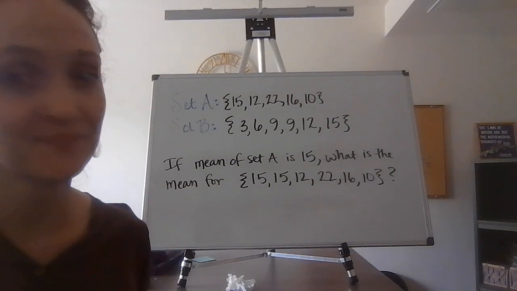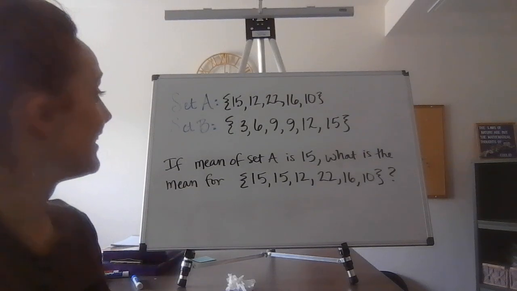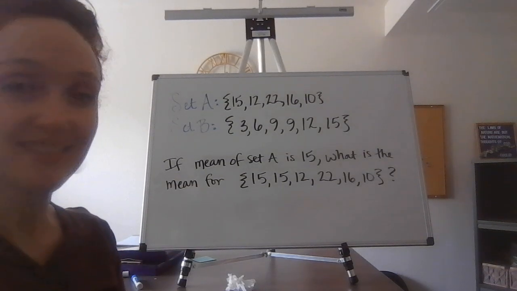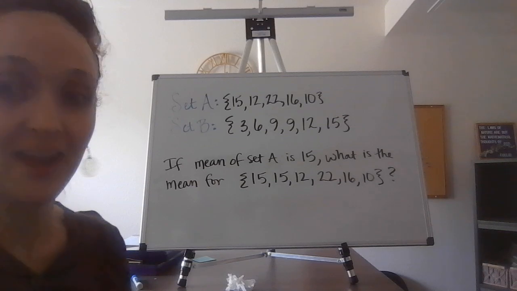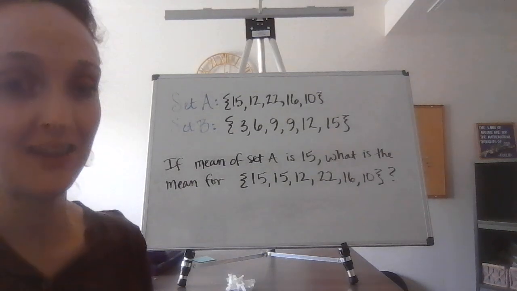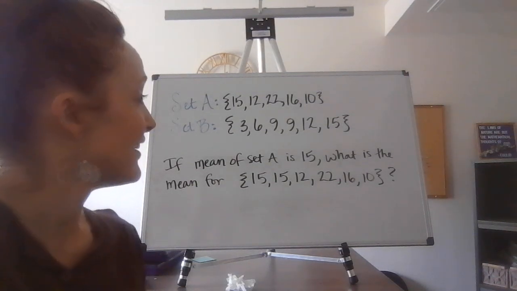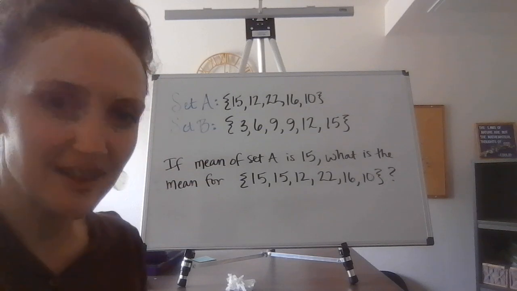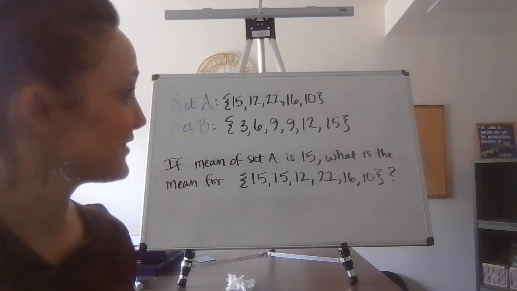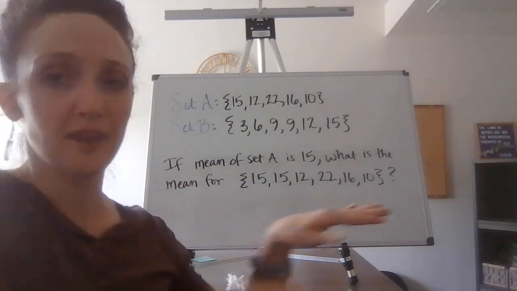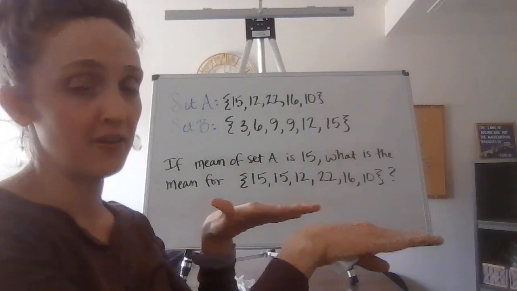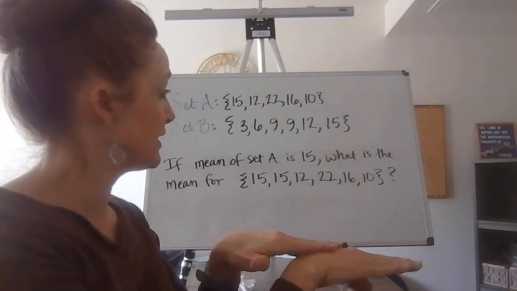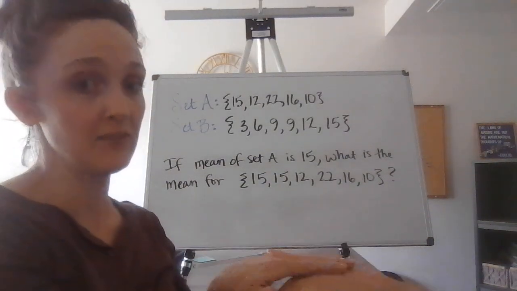Do you have a guess? Well, if you guessed that this new set would have a mean that is also 15, you're correct. And that is the case because, like we described the mean, it's sort of like spreading out all of the value among all of the data points evenly.